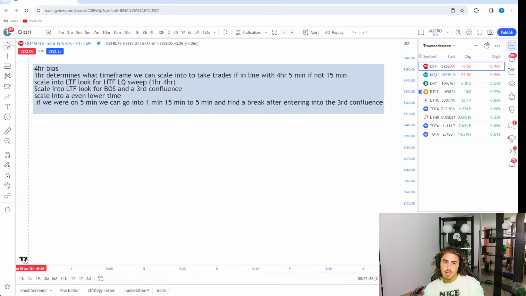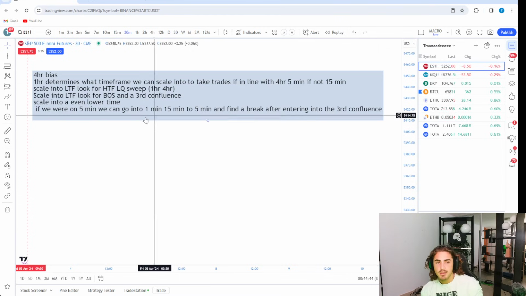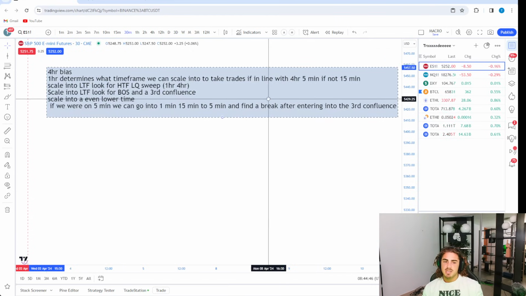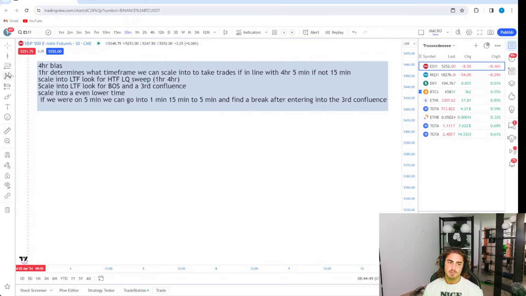Okay, so I would like to add to this now. This is what we have right now, and this is to wait for a liquidity sweep right when market opens. Sometimes that's not the case, and sometimes there's a liquidity sweep before market opens.